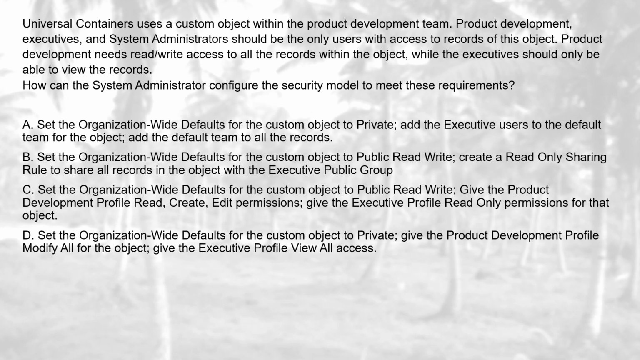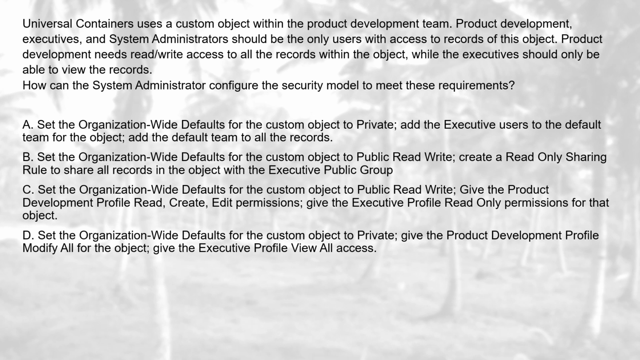A is set the organization-wide defaults for the custom object to private, add the executive users as the default team for the object, add the default team to all the records. B, set the organization-wide default for the custom object to public read-write, create a read-only sharing rule to share all records with the object in the executive public group. C, set the organization-wide defaults for the custom object to public read-write, give the product development profile read, create, edit permissions, give the executive profile read-only permissions for that object. D, set the organization-wide defaults for that custom object to private, give the product development profile modify all the object, give the executive profile view all access.